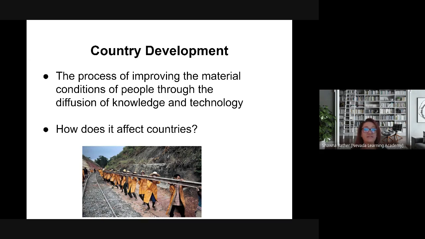So if you can see what these people are doing on the bottom, the picture in there is they're actually laying the tracks for a railroad, right? So transportation would be a big thing.